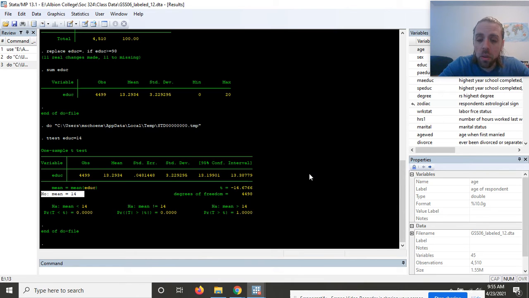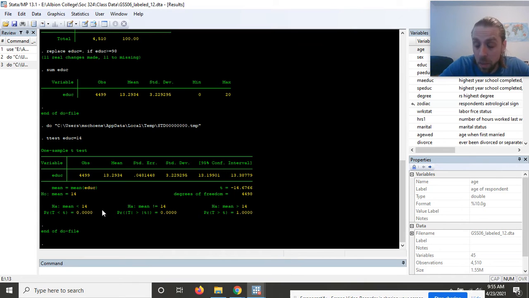Now, to know whether or not we have a significant finding, I want you to take a look at these three outcomes down here at the bottom. The one on the left is a one-tailed test. The one on the right is also a one-tailed test. The one in the middle is a two-tailed test.